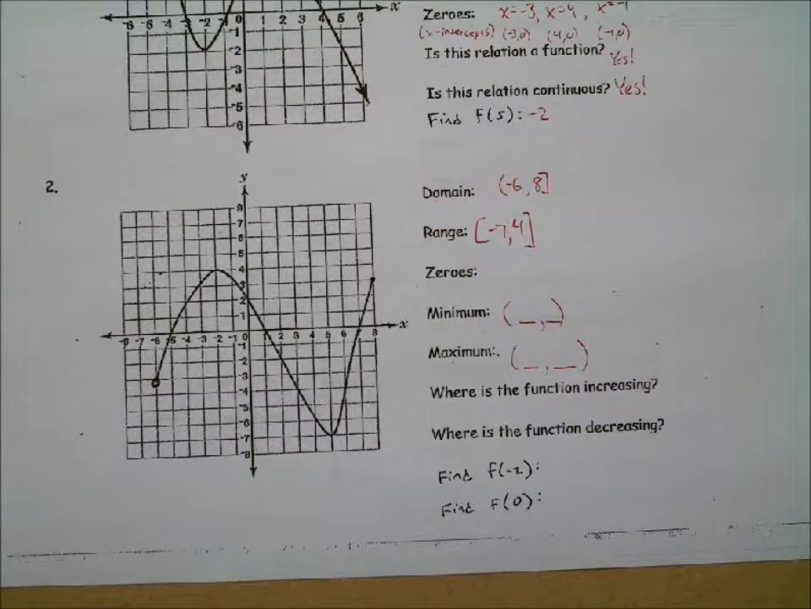Zeros, remember, it's where, like we did here, they cross the x-axis. So it's just the x coordinates where you cross the x-axis. So where do you cross? Here it was x-intercepts -3, -1, and then 4. So do that for these, okay? I'll help you.